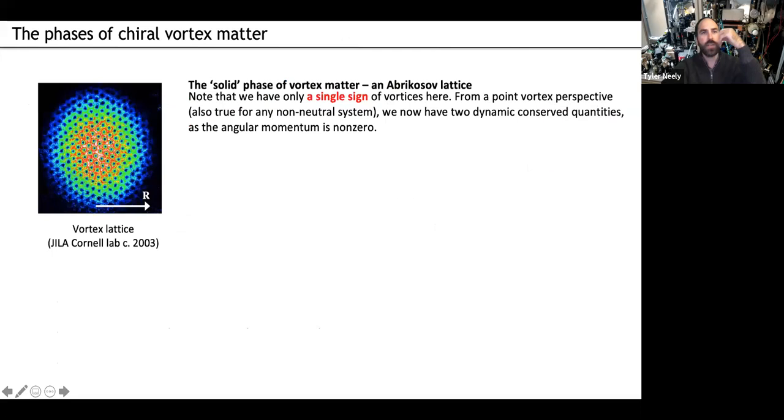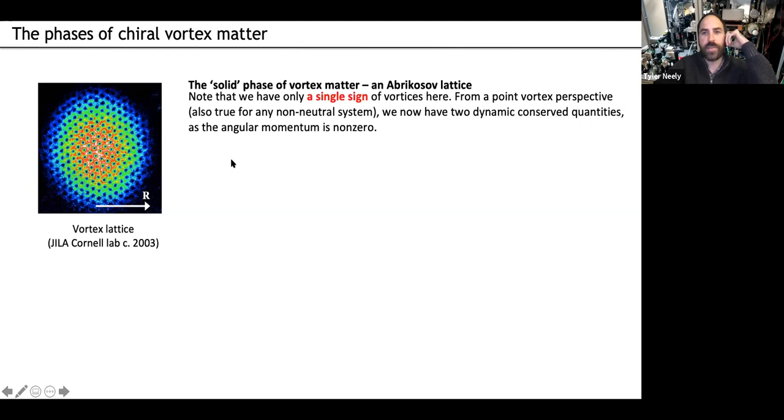So that takes me on to the opposite extreme of the neutral system, where instead of equal numbers of plus and minus vortices, you actually have only a single sign of vortices. This is what's known as chiral vortex matter. And in BEC literature and history, going back nearly 20 years now, the solid phase of this matter, the Abrikosov lattice, is quite familiar to everybody who's seen pictures of vortices in an atomic Bose-Einstein condensate.